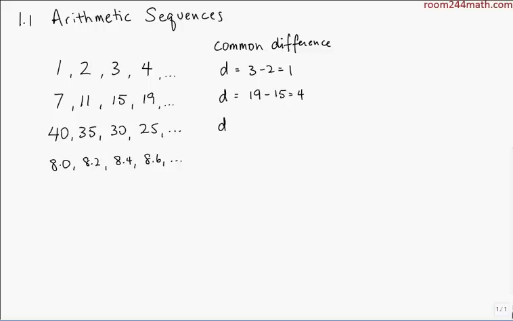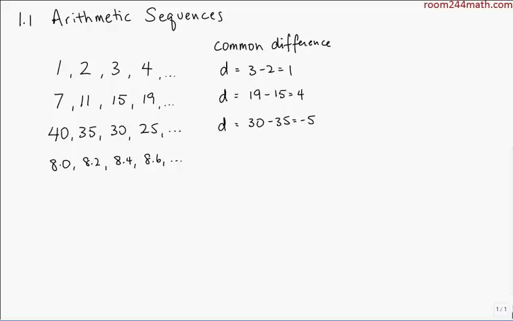Sequences can have negative common differences, in which case they're declining or decreasing sequences. 40, 35, 30, 25, the numbers are getting smaller. So again, take any term, any number in the sequence, and subtract the previous one. 30 minus 35 equals negative 5. It's a very common mistake to write the common difference as 5 here, just thinking about the absolute difference between the numbers. So very important to take a term, subtract the previous one, and then you won't make a mistake.